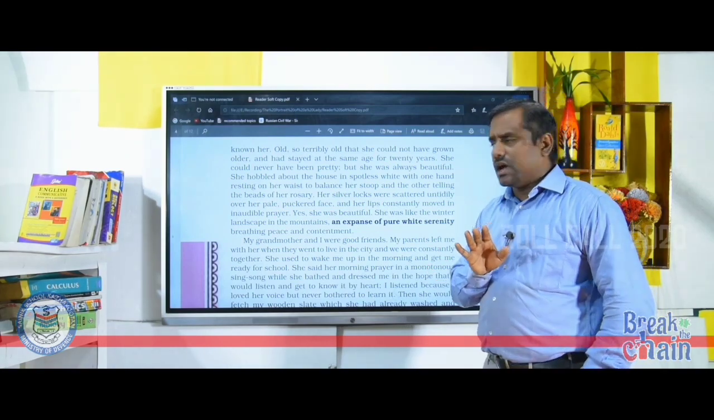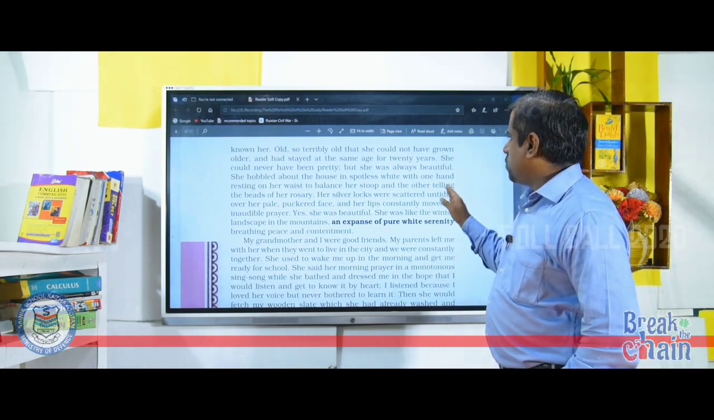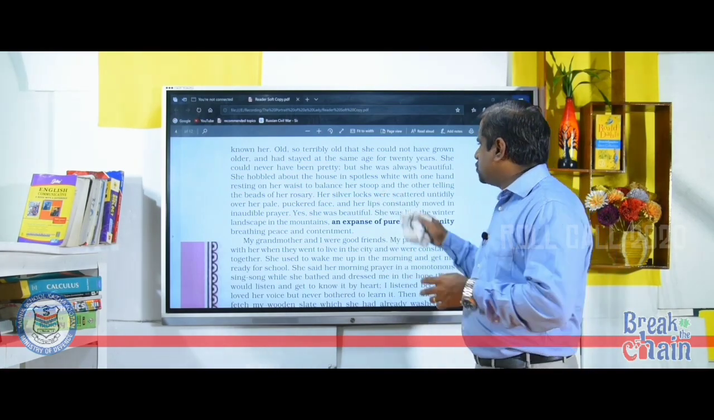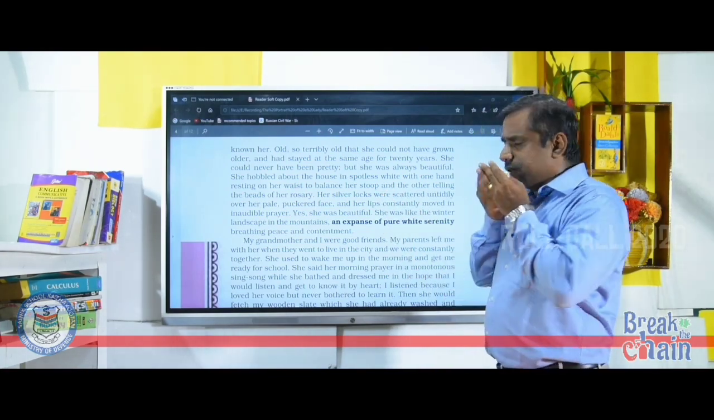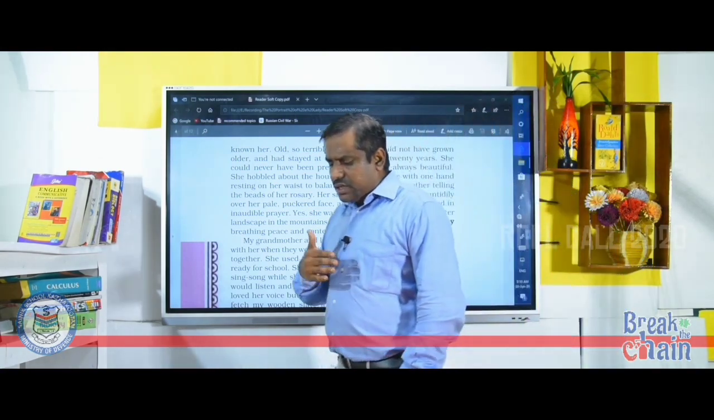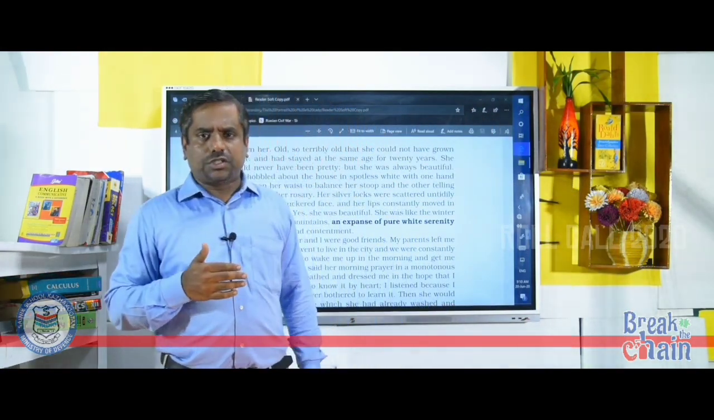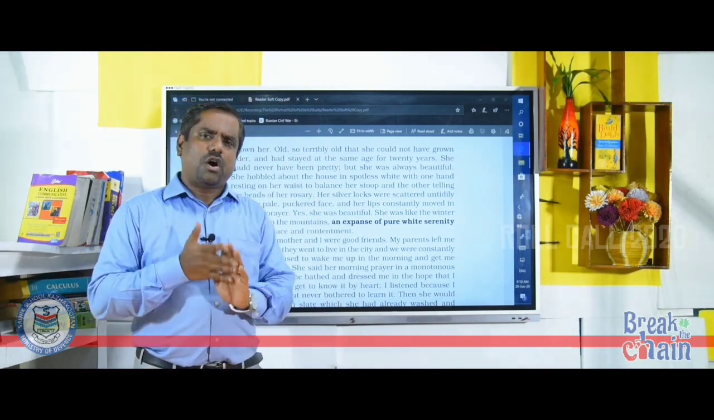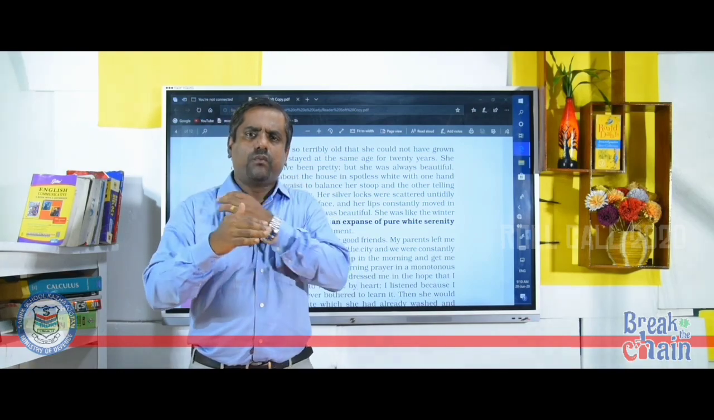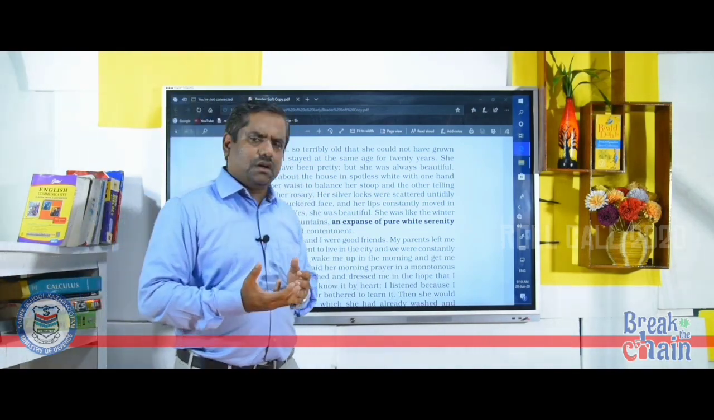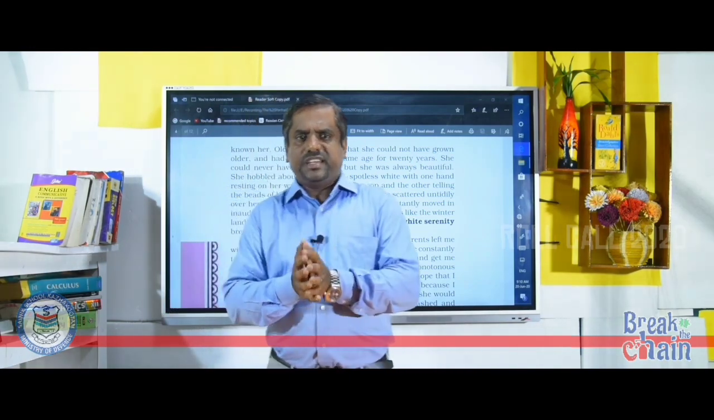She hobbled about the house in spotless white with one hand resting on her waist to balance her stoop and the other telling the beads of her rosary. Again, she hobbled about. The movement, the way she walked, she could just hobble. Hobble is a kind of awkward way of walking that we make. Probably it is out of a severe pain that the person experiences.